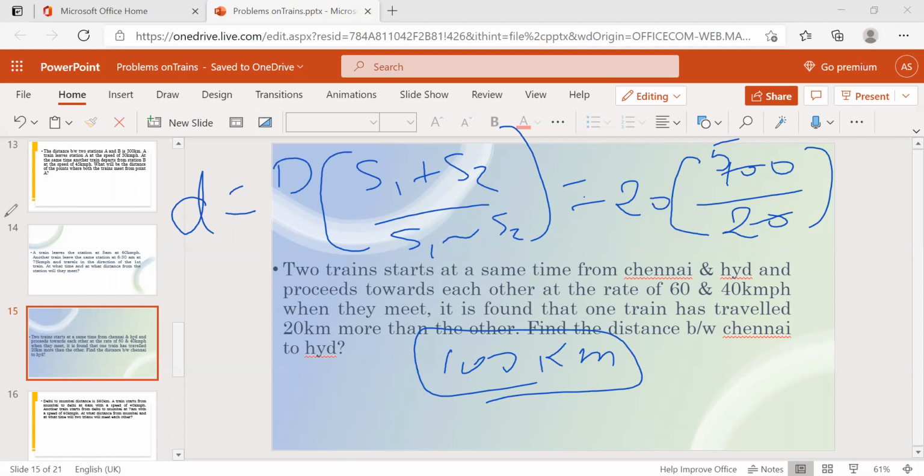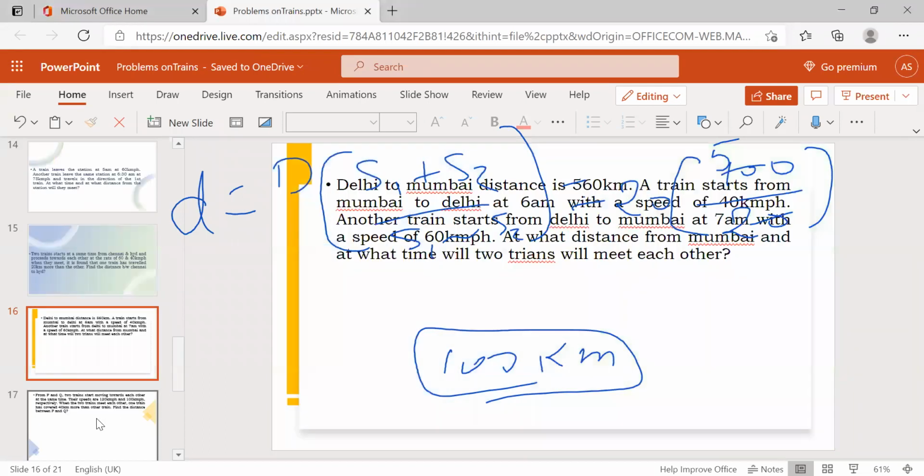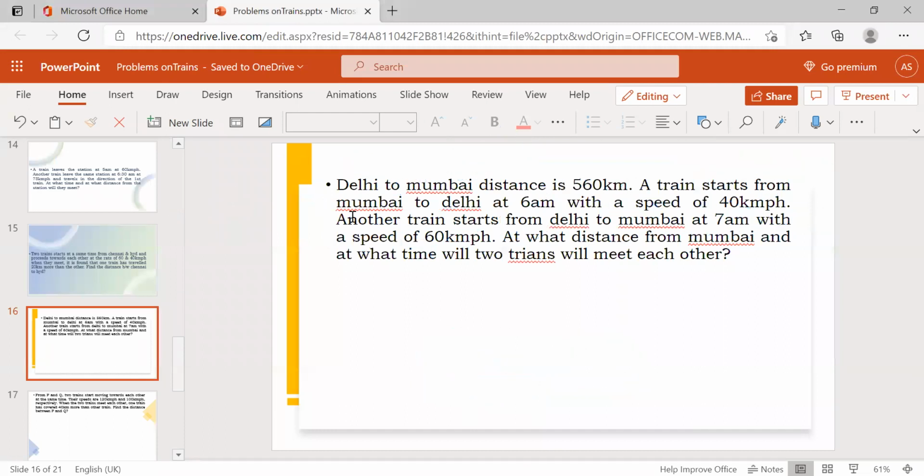100 kilometers. Just a simple question, but it's by using the formula. Remember this. Okay, now we'll move on to another question.